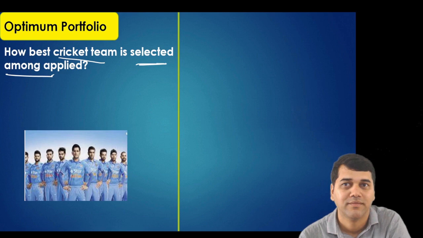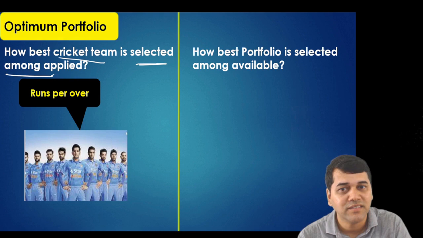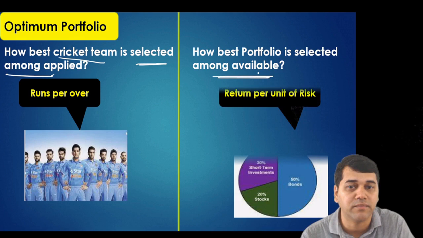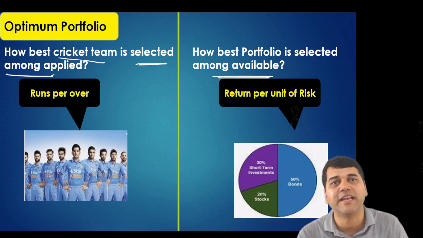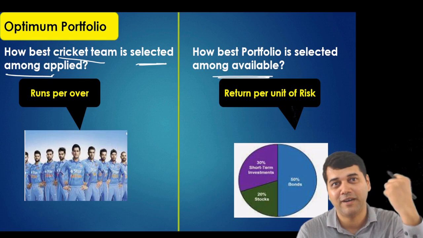So you will choose the students among those who have applied to you. Like this, how will the best portfolio be selected among the available stock? I need to choose the best one. So what should be my criteria? When I choose, say, cricket players, what is my criteria? Will I choose all the best bowlers or best batsmen? But which portion weighs more?